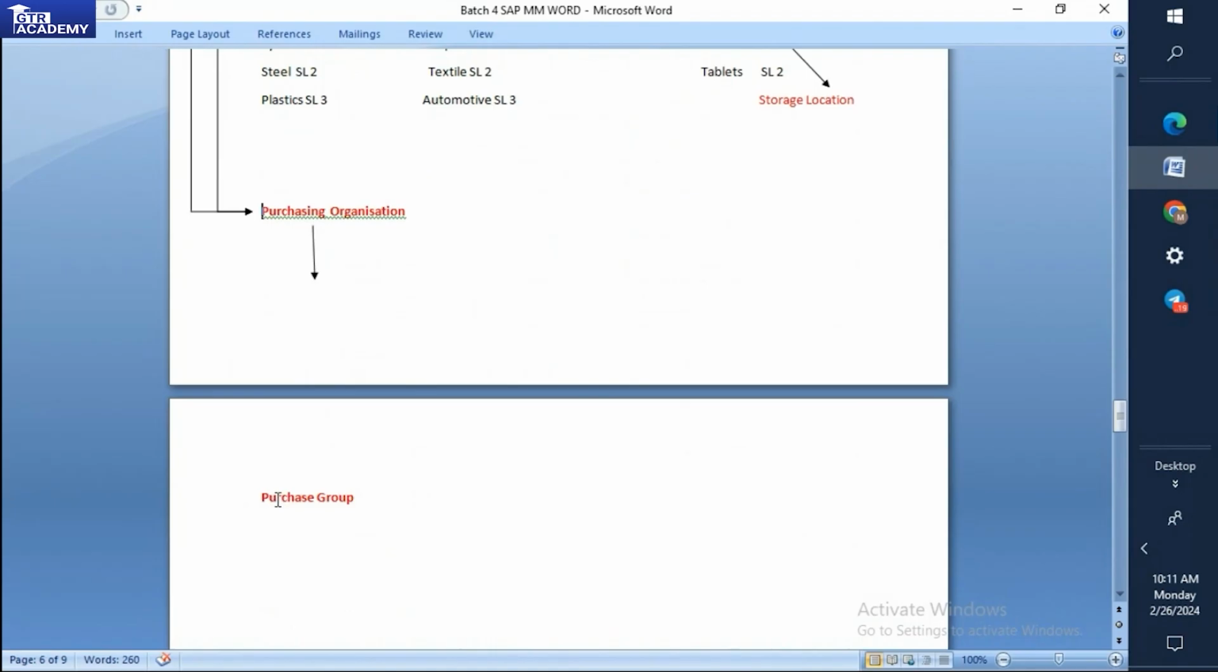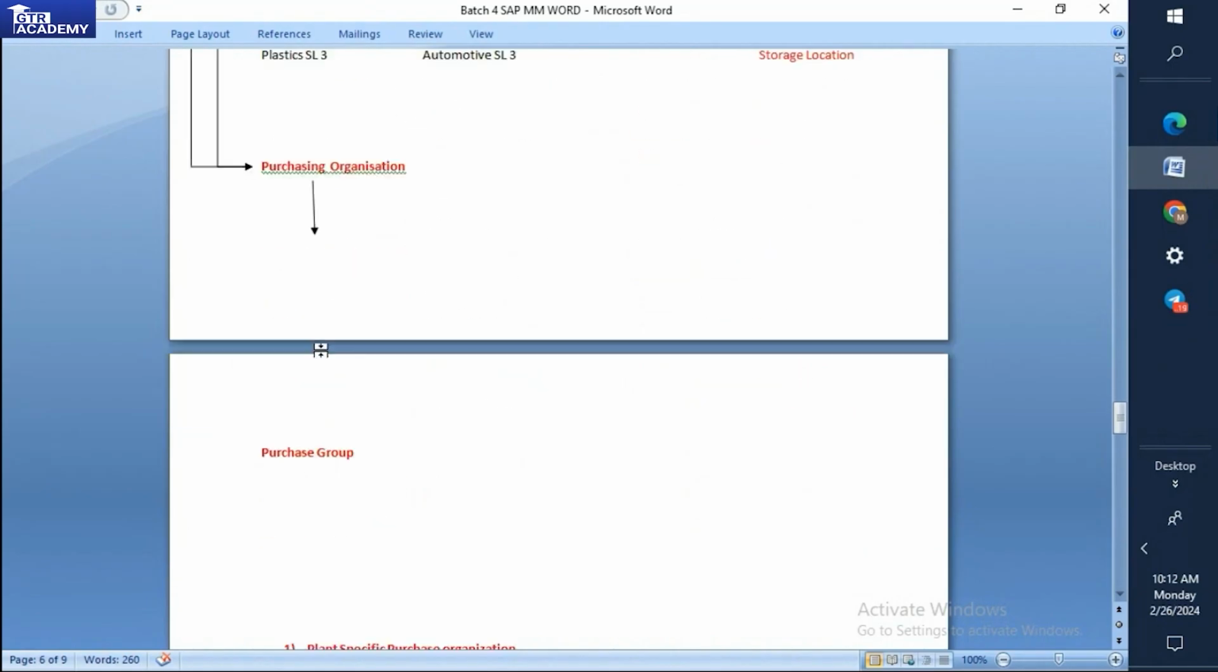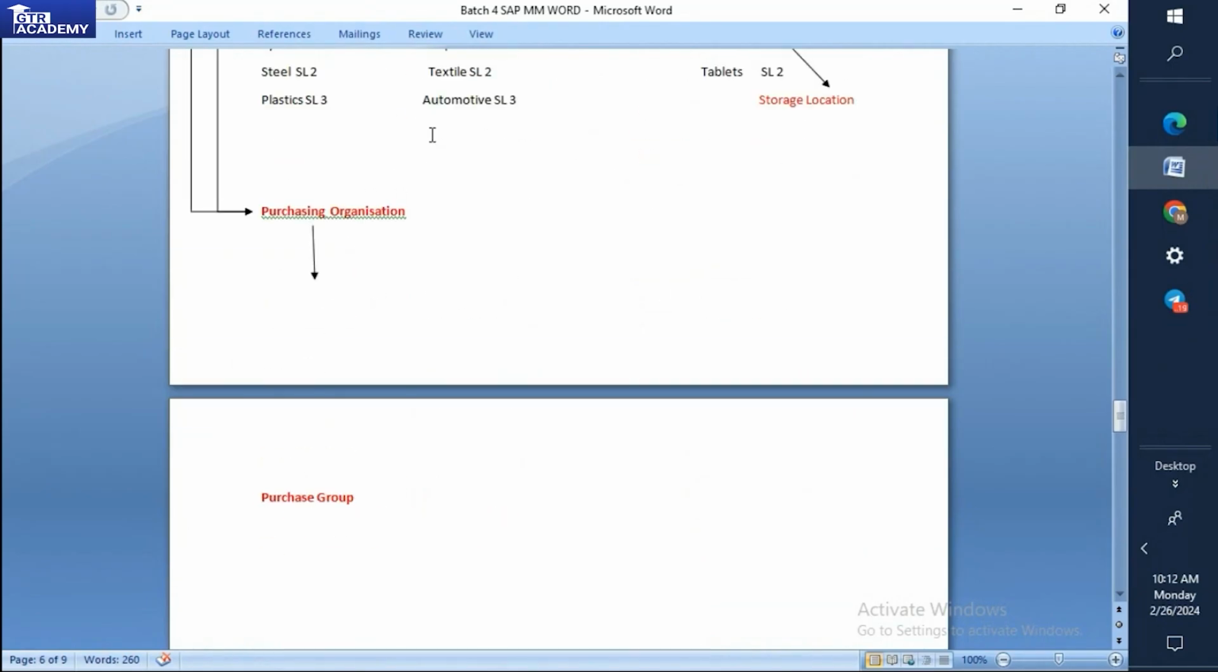The main function of the purchasing group is that it is responsible for everyday procurement activities. Every day, there is a need for materials to run the business. For everyday procurement activities, this purchase group will take place. Understood now? It is an independent organizational element which is not linked to any of these, whether company code, plant, or storage location. It is not linked to any of these organizational units.